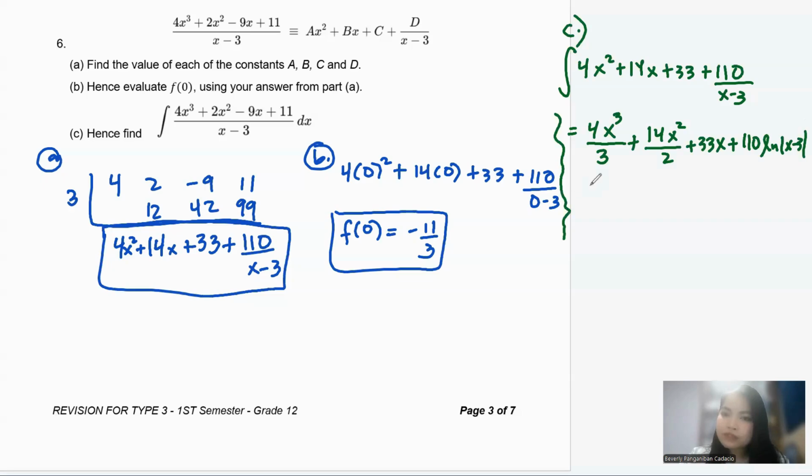Okay, let me just rewrite it because I need to simplify things. It's okay if you want to put the x squared on the top. It's not a problem. Plus 7x squared. Actually, that's the only one I need to simplify. And then 110 ln, absolute value, don't forget. And plus c. That's it.